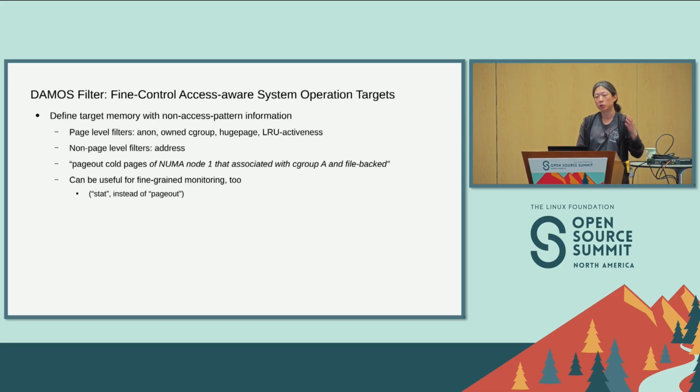and therefore we allow users to define the DAMOS target memory with not only access pattern, but also non-access pattern information, like page-level information, such as whether it is anonymous or file-backed, which cgroups it is owned or not owned by, whether it is currently backed by a huge page, or whether it is currently in the LRU active list or inactive list. And also, we can specify the address of the region as a condition. For example, we can ask DAMOS to page out cold pages in NUMA node 1 that are associated with cgroup A and file-backed.